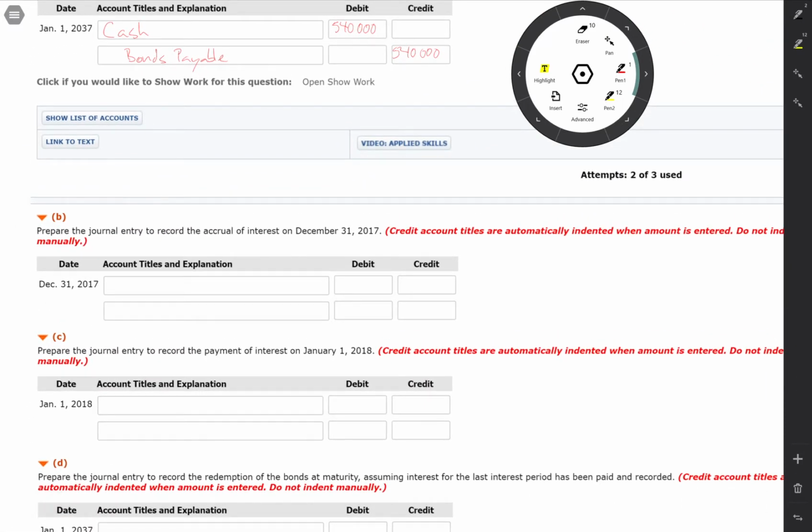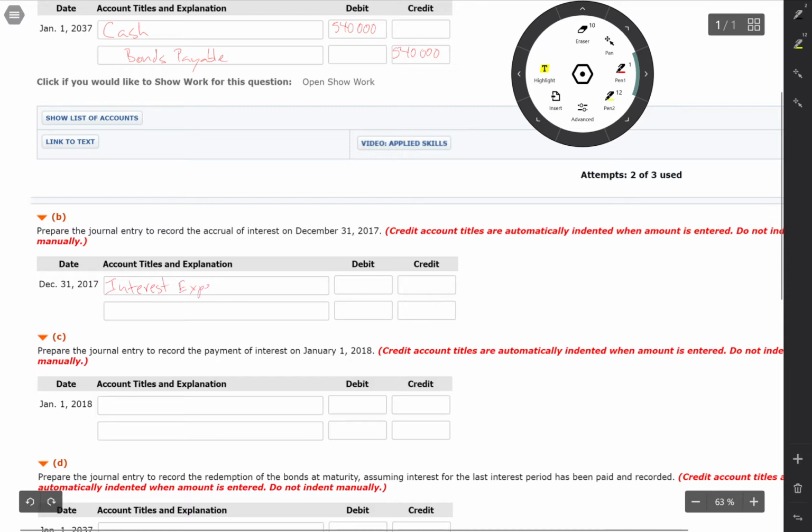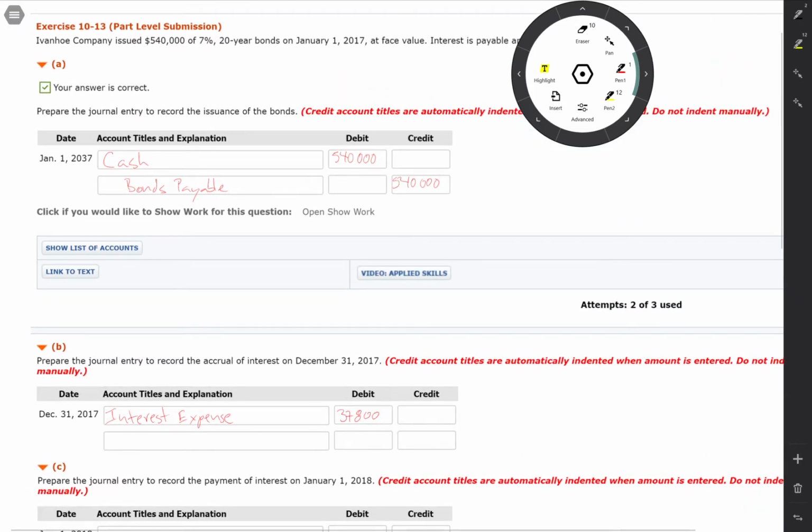In the next step, it asks us to prepare the journal entry to record the accrual of interest on December 31st, 2017, which we do by debiting the interest expense account for the amount of $37,800, which we obtain from this part over here.